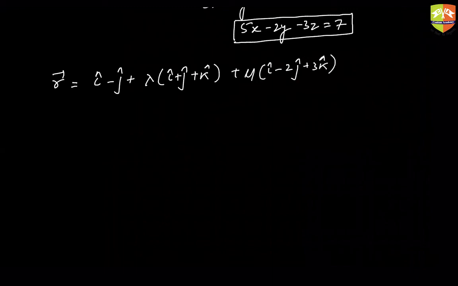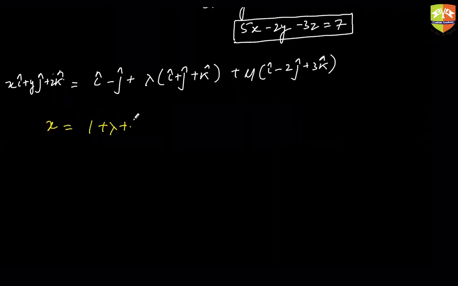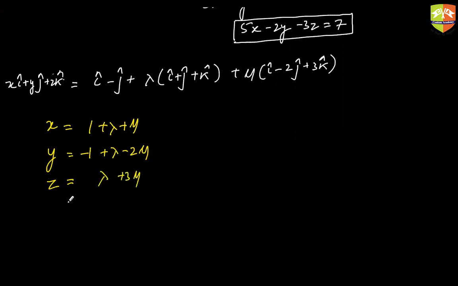Okay. So what I'll do is first, I will write my r as xi plus yj plus zk. And I'll compare my i coefficients, j coefficients and k coefficients on both the sides. So x is equal to 1 plus lambda plus mu. y is equal to minus 1 plus lambda minus 2 mu. And z is equal to lambda plus 3 mu.